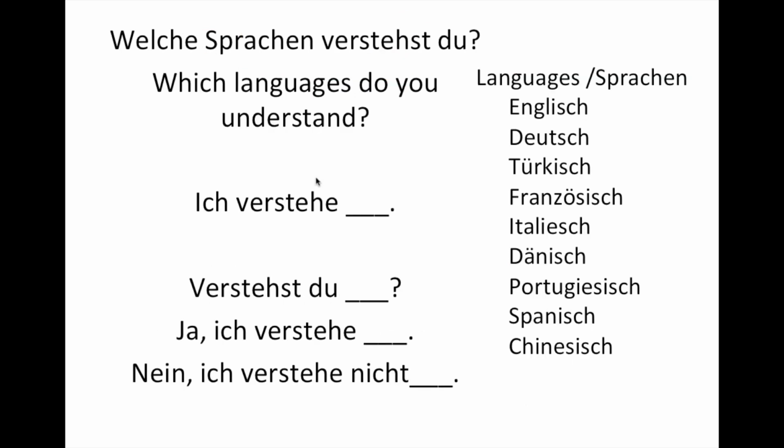Our next question, "Welche Sprachen verstehst du?" Which languages do you understand? Again, we have du as our subject, which is triggering our -st. Ich verstehe Englisch und Deutsch. I understand English and German. If someone were to ask me, "Verstehst du Chinesisch?" I would say, nein, ich verstehe nicht Chinesisch. Ich verstehe Englisch und Deutsch.